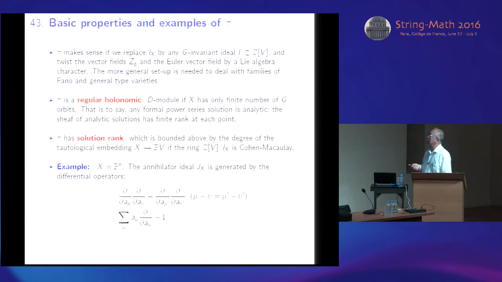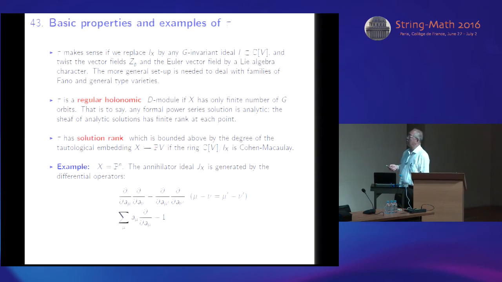So we have an interesting description of J_X. Now, in general, we can replace tau, what we call tautological system, by a more general system. Namely, instead of I_X, we can take any G invariant ideal. And also, we can twist the vector fields and the Euler vector fields by some Lie algebra character. This more general setup is needed to deal with families of Fano manifolds and also manifolds of general type. Some of this calculation can be applied to manifolds of general type.